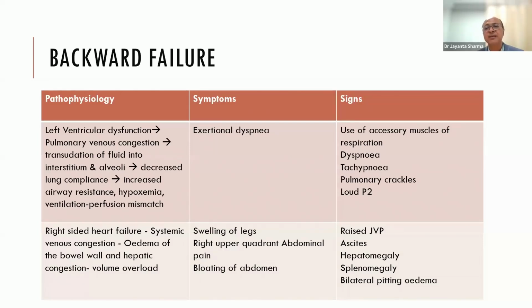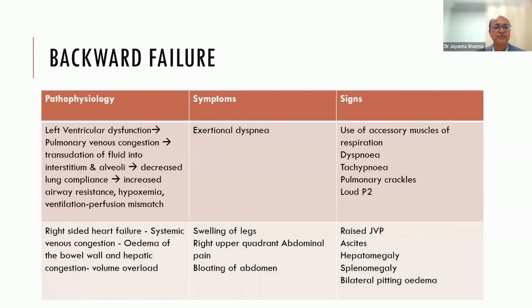What happens then? In the signs that we will get clinically inside the ICU, if we are standing beside the patient, there is increased use of the respiratory muscles or accessory muscles of respiration. They become hyperactive. The patient has dyspnea and tachypnea. There may be chest congestion. There may be a loud P2 if we put our stethoscope over there.